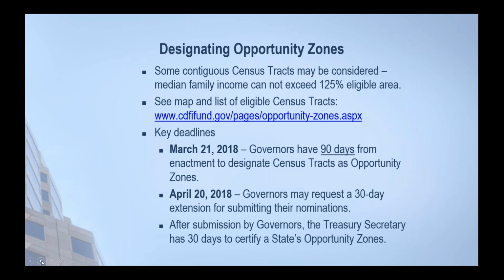Governors are under a tight timeline. They've got until March 21st, according to the legislation, to designate their census tracts. The legislation also allows governors to seek a 30-day extension. So some states are taking advantage of that, and their deadline will be April 20th. So you need to figure out where your state falls and where your deadline is. 30 days after that deadline, whichever it is, the Secretary of the Treasury will designate, or he will approve the designations of your governor.